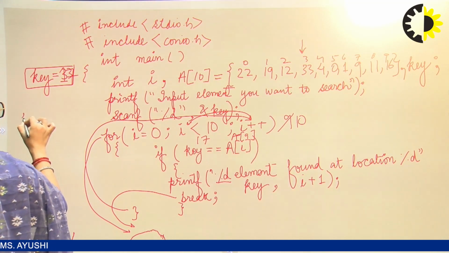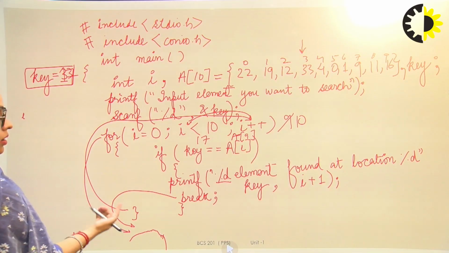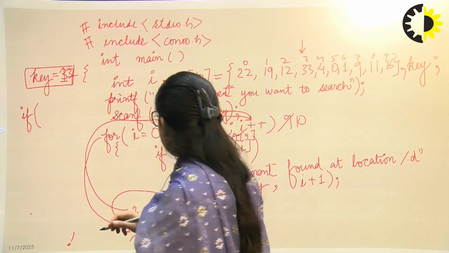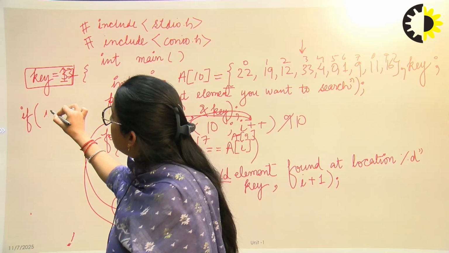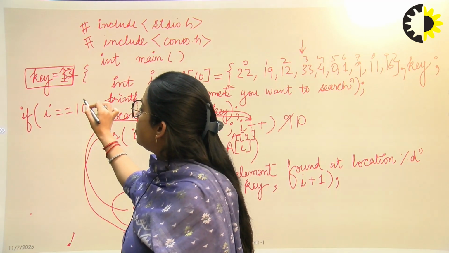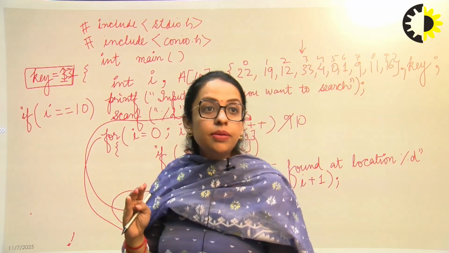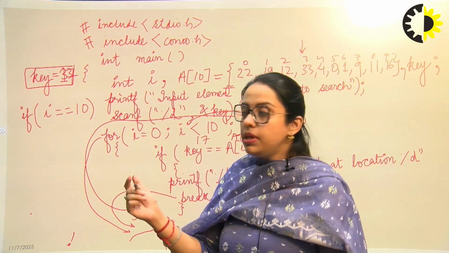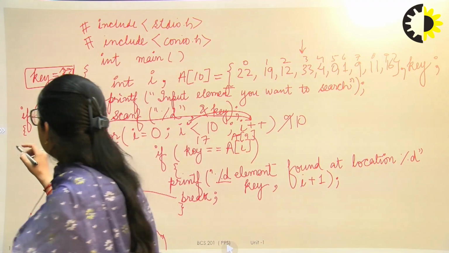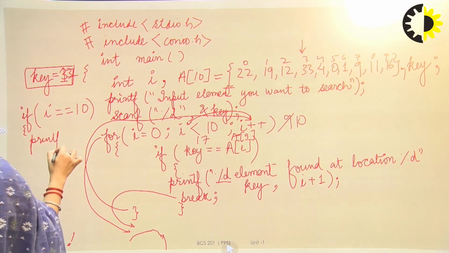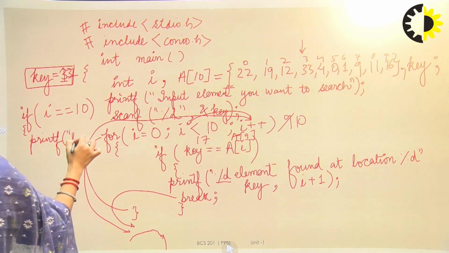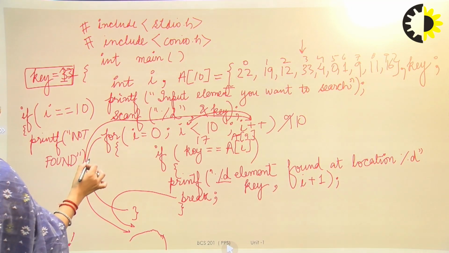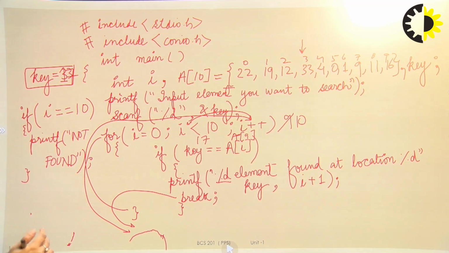I am writing here only after terminating this loop, here we will write one more condition that if I is equal to 10, printf not found, element not found.